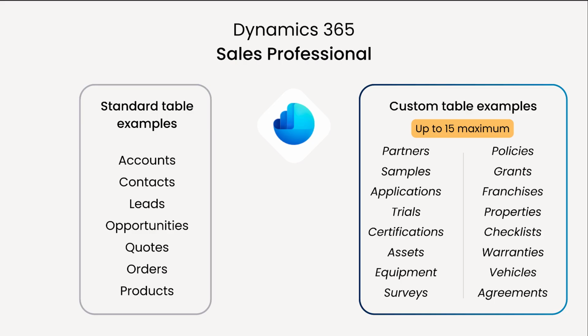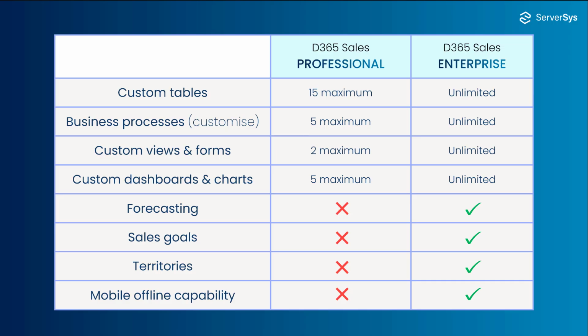By contrast, Sales Professional is limited to 15 custom tables, 5 business processes, and 2 custom forms and views per entity. Also, the Sales Professional app doesn't include features for forecasting, sales goals, territory management, or offline work. Another consideration is that Sales Professional licenses don't provide entitlement to run custom Power Apps, which may limit extensibility if you do plan to build custom apps on your platform.